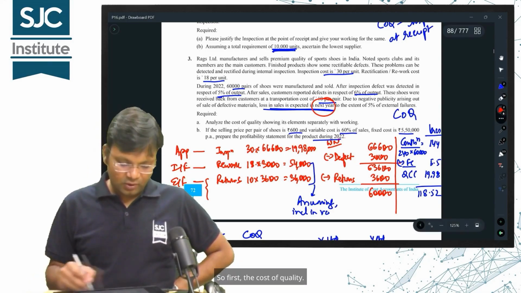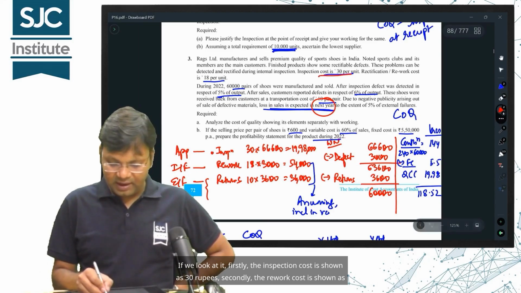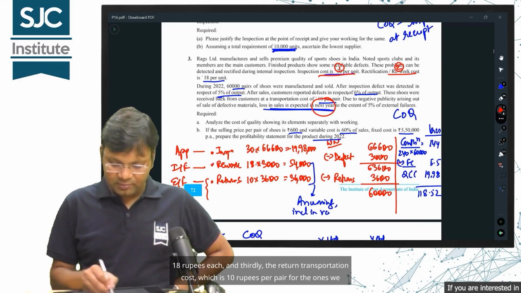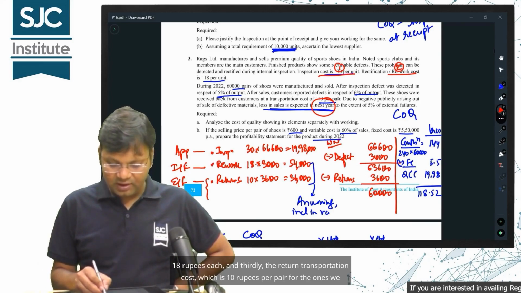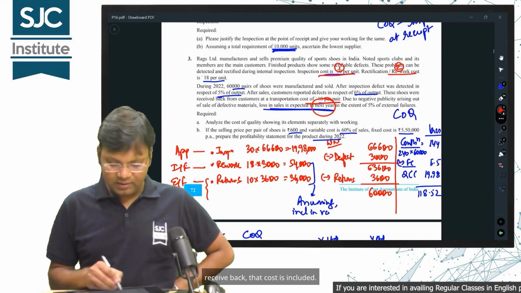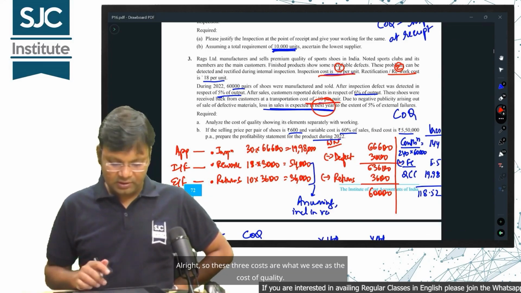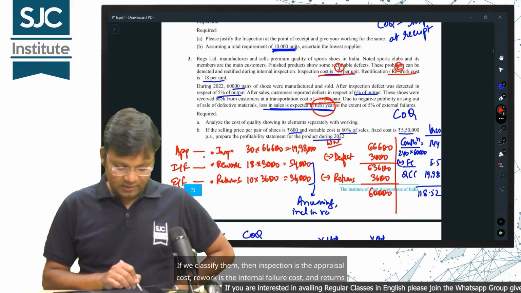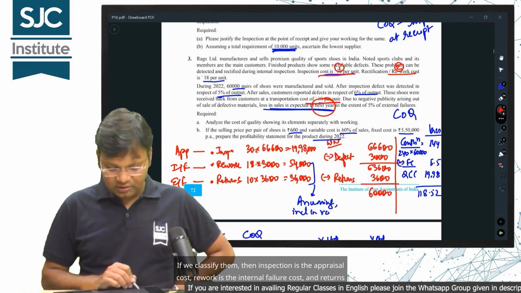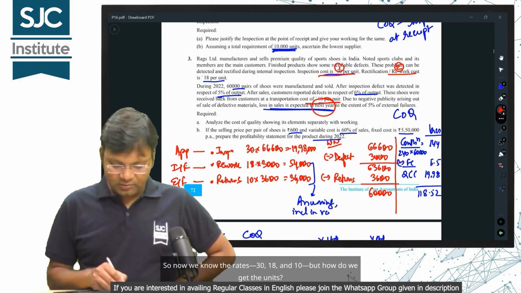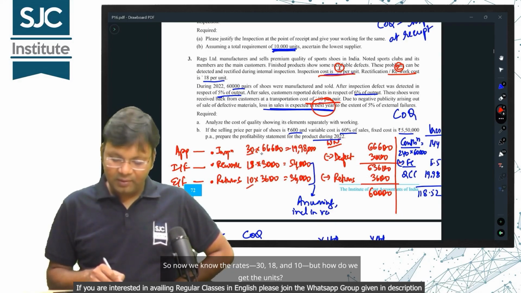So first, the cost of quality. Firstly, the inspection cost is shown as 30 rupees, secondly, the rework cost is 18 rupees each, and thirdly, the return transportation cost, which is 10 rupees per pair for the ones we receive back. That cost is included. So these three costs are what we see as the cost of quality. If we classify them, inspection is the appraisal cost, rework is the internal failure cost, and returns are the external failure cost. Now we know the rates 30, 18, and 10, but how do we get the units?